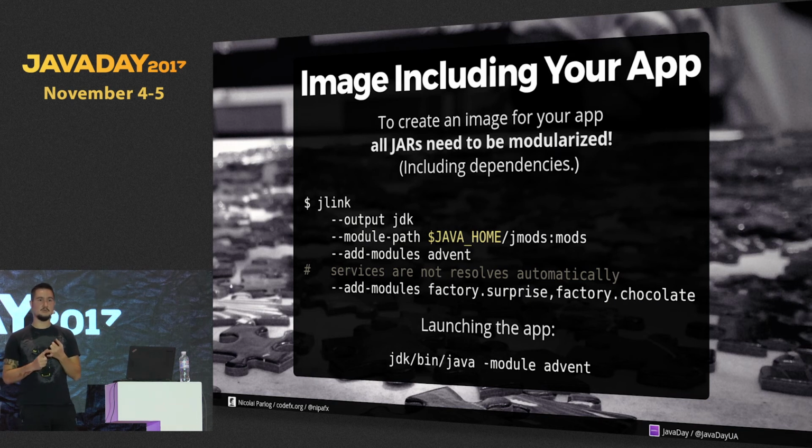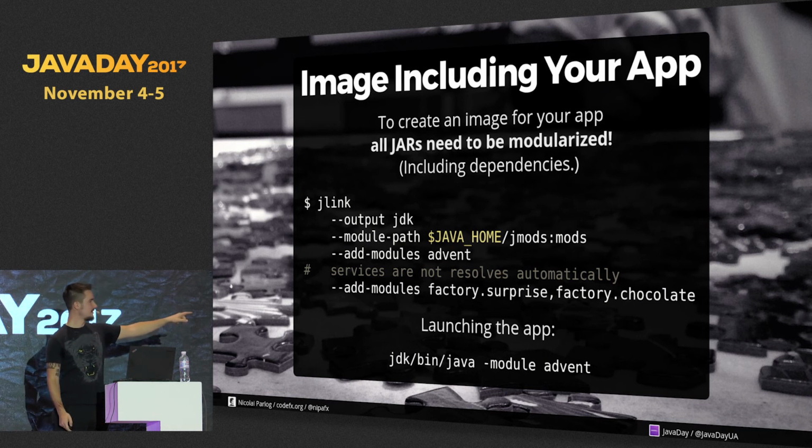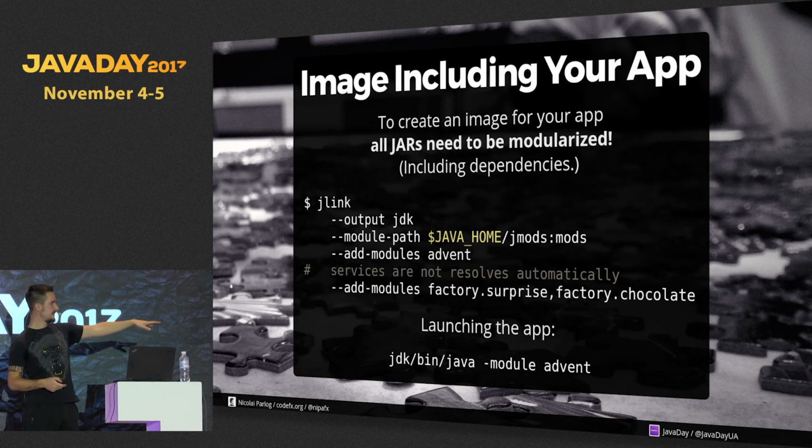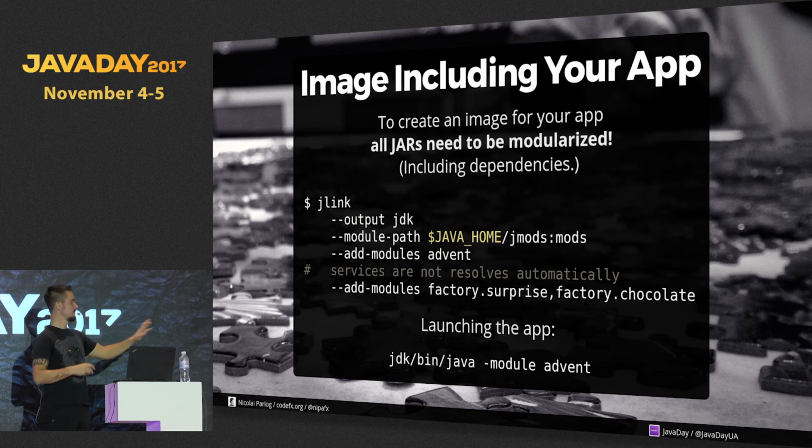Why not create an image with your application? If you've modularized your entire application, including its dependencies, you can do that differently. You can say the module path is not only the jmods folder in the JDK install, it's also my mods folder, which contains my modules and my dependencies. And then you say add modules, in this case advent, so you just use the root module of your application, and services have to be added extra. So I put the other services in there too.